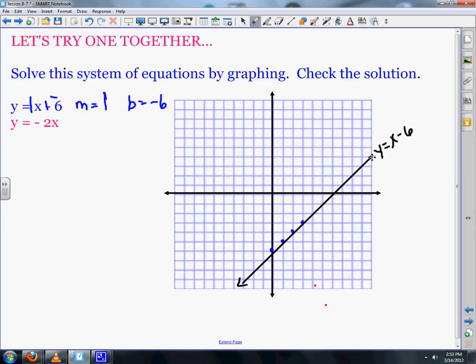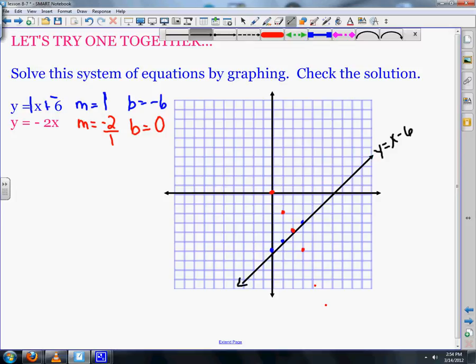The second equation is y equals -2x. So the slope is -2, or -2/1, and because there's not a number, the y-intercept is 0. So first we graph the y-intercept, and then we're going to use our slope, -2/1, which means we're going to go down 2 and to the right 1, down 2 to the right 1, down 2 to the right 1. And then we'll make a line to connect those together.